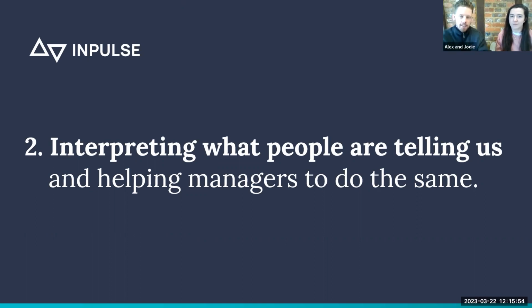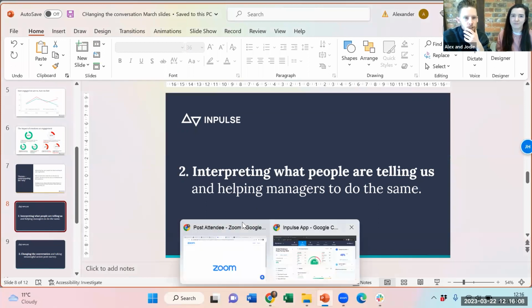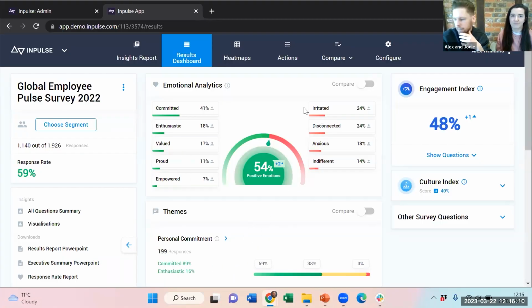Now we look at, okay, let's say we've run the survey, we've captured the data. How do we actually interpret what people are telling us and how do we use that data? And therefore, how do our managers also do that as well? So I'm going to jump onto the Inpulse platform to a demo survey, so you can see what this would actually look like.